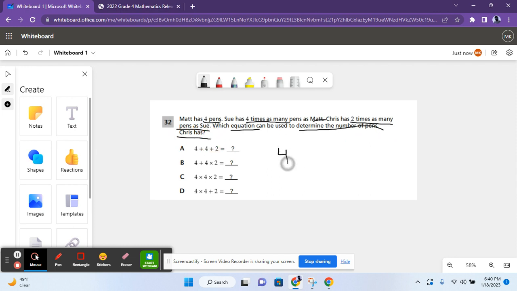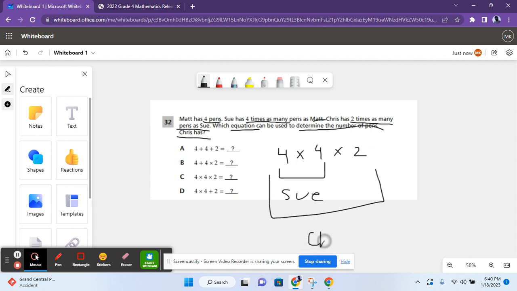So Matt has four pens, and Sue has four times as many pens as Matt. So this shows the number that Sue has. But Chris has two times as many pens as Sue. So this whole thing represents Chris. And that corresponds with choice C.